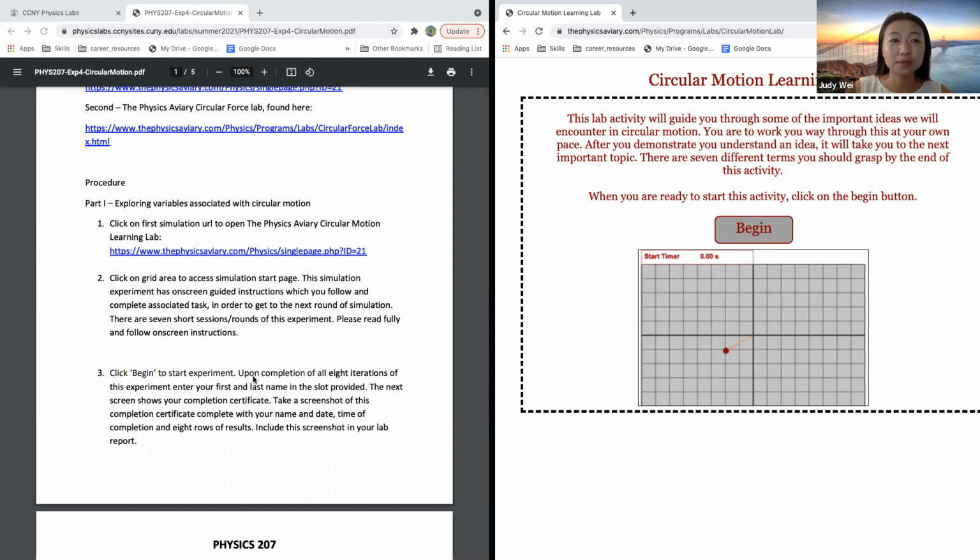Click begin to start experiment. Upon completion of all 8 iterations of this experiment, enter your first and last name. The next screen shows your completion certificate. Take a screenshot of this completion certificate complete with your name and date, time of completion, and 8 rows of results. Include this screenshot in your lab report. So I just need you to give me your screenshot of your certificate. That's all for this one.